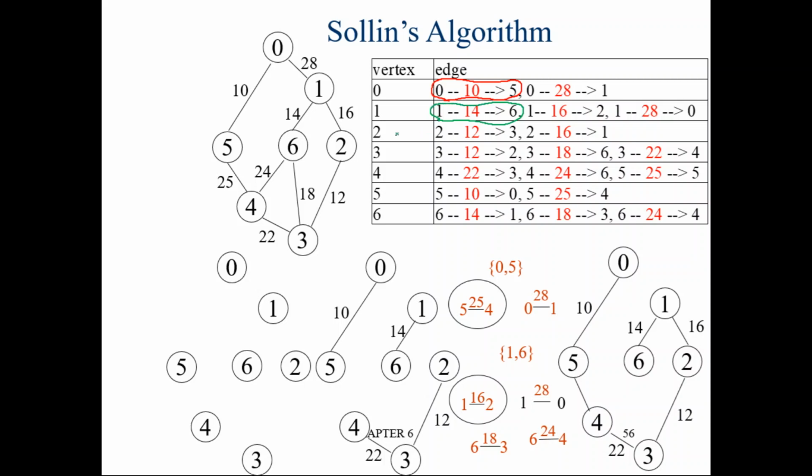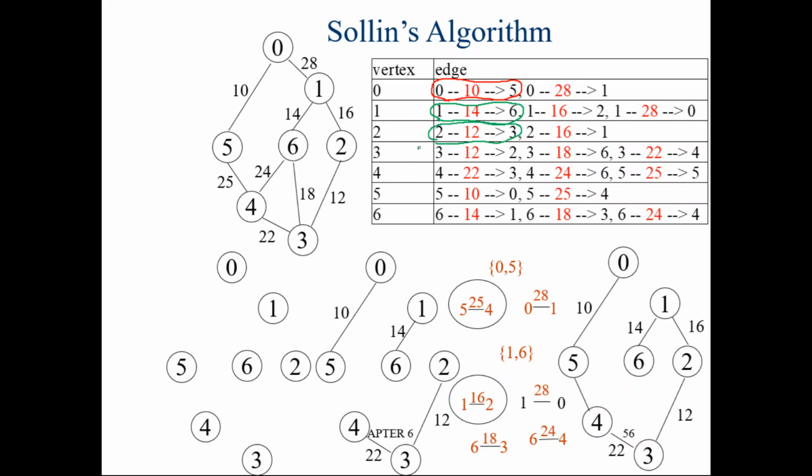Similarly, identify for vertex 2. We have to identify only one minimum cost edge for each vertex. From 2 there are two edges, 2 to 3 with a cost of 12 and 2 to 1 with a cost of 16. So the minimum one is from 2 to 3 with a cost of 12.